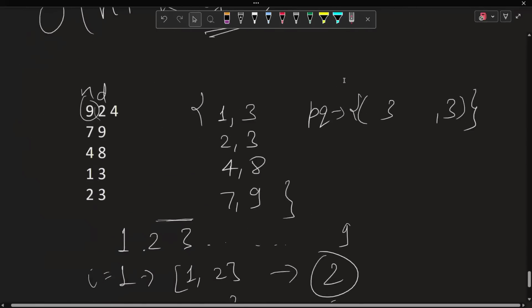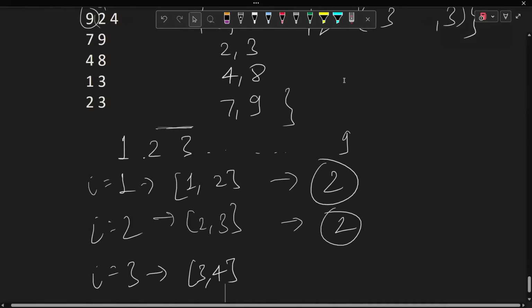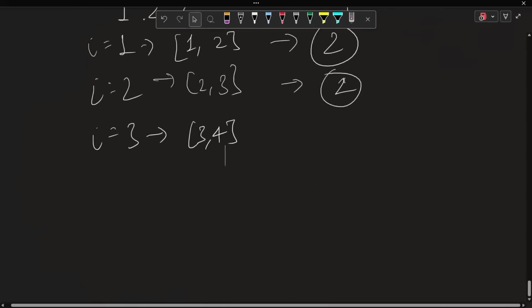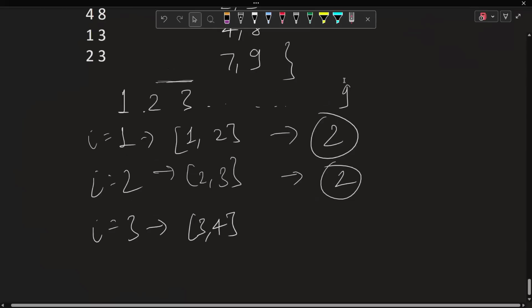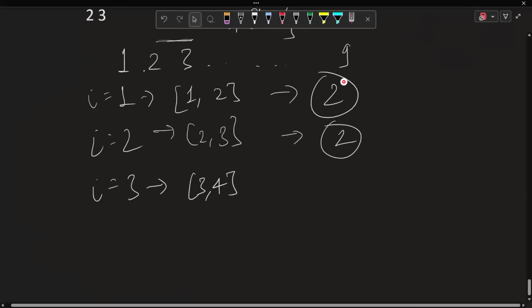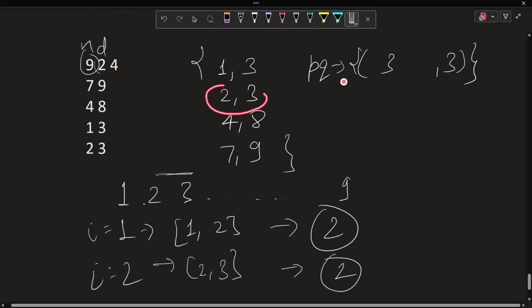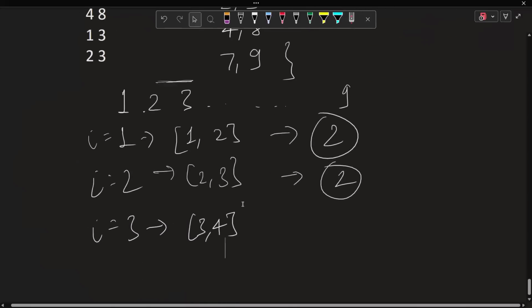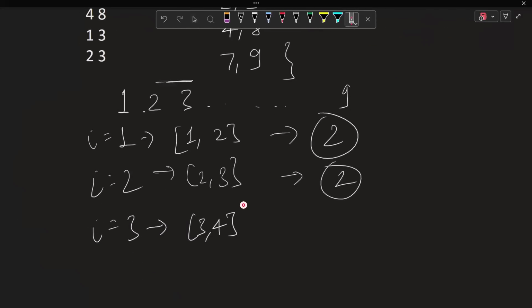I have sorted the ranges based on starting point. So if I'm pushing some ith range, I'm making sure all ranges starting before it are also pushed. And if one is ending before, it's removed. So my priority queue is maintaining all the ranges which are in my range from I to I plus k minus 1. Okay, I hope it is clear.